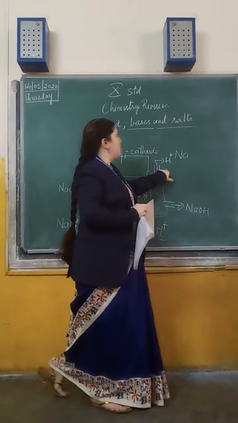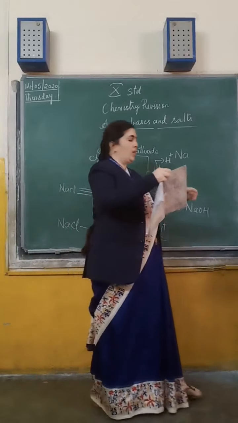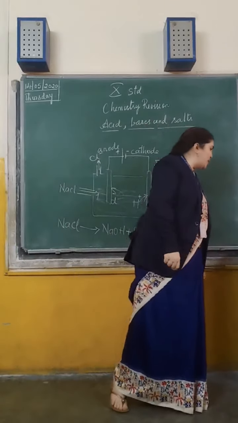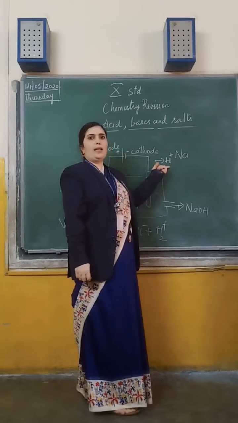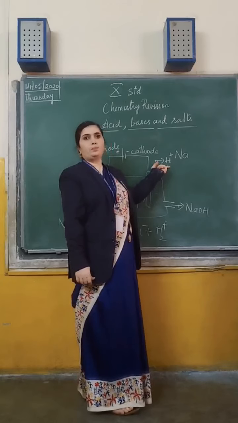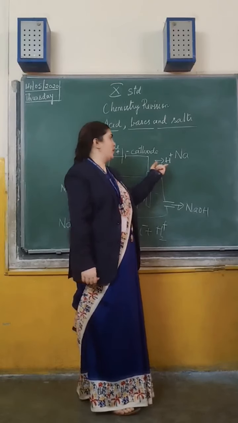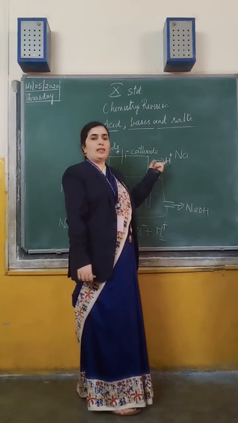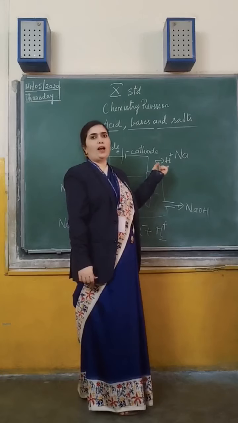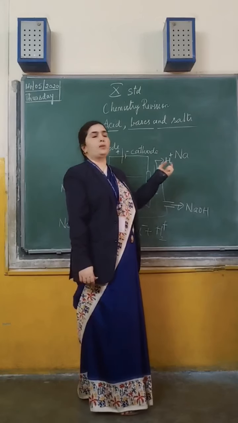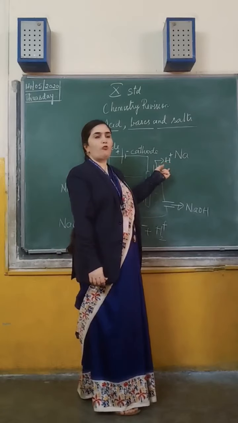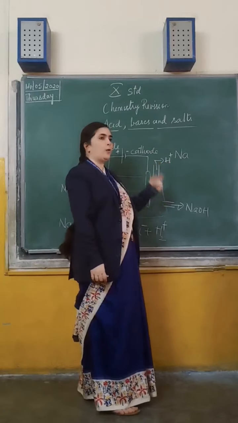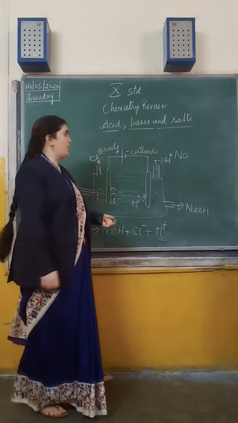Hydrogen gas is used to make fuels, fertilizers, pesticides, and margarine. What is margarine? It is a substitute for butter. Butter is a milk product, but margarine is made from animal fat. The animal fat is treated with hydrogen, and that is the margarine we are using.